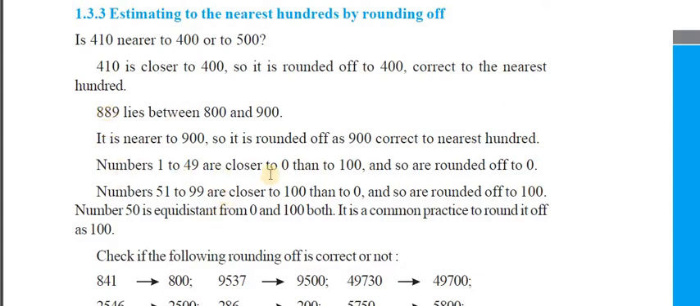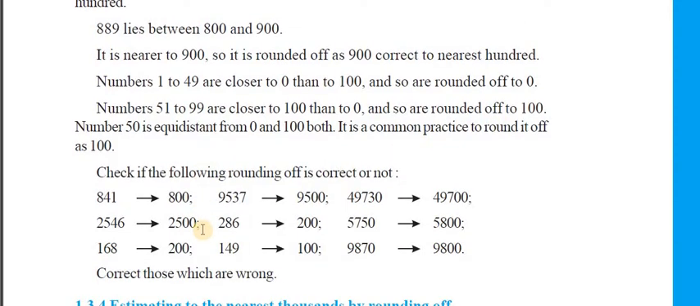So numbers 1 to 49 are closer to 0 than 100. Yes, so round off to 0. Now numbers 51 to 99 are closer to 100 than 0. So round off to 100. Now the number 50 is equidistant from 0 and 100 both. It is a common practice to round it off to 100.